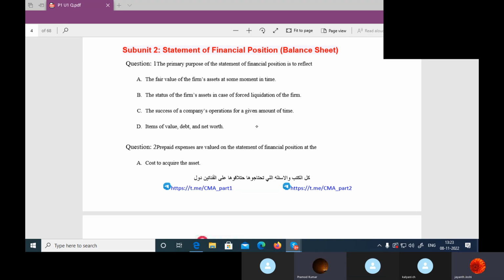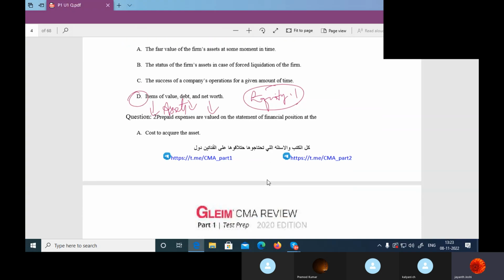I think D, sir. Yes, items of value: assets, debt and also net worth. They are going to tell you that. Net worth is always nothing but the equity. Fine. Now this is the answer for the first one. Let's go for the second question.